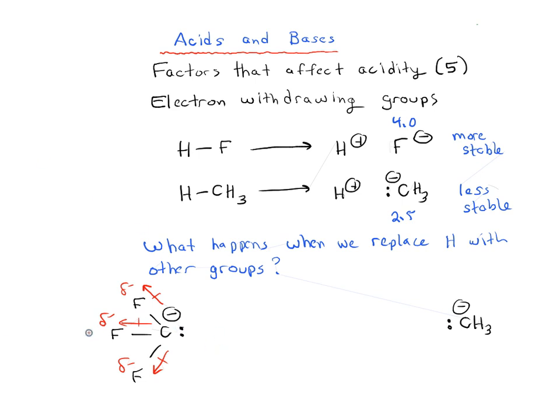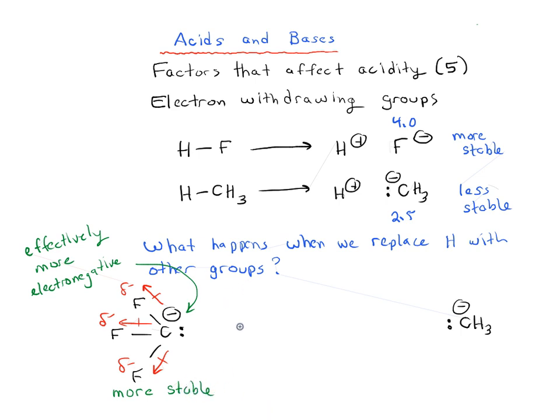This would have the effect of making the carbon effectively more electronegative. I mean, the carbon still has an electronegativity of 2.5. That hasn't changed, but the fluorines attached to it have the effect of almost making it more effectively electronegative. So that's also going to stabilize the negative charge. So this is going to become more stable.